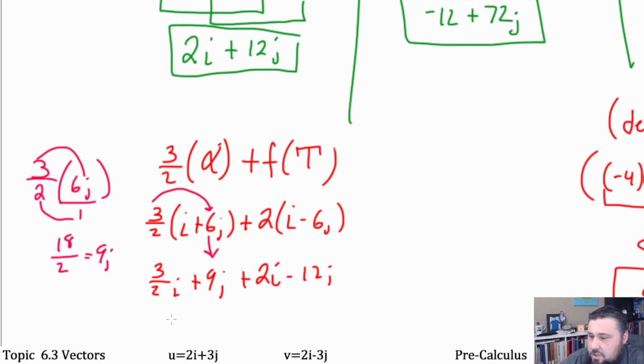3/2 i plus 2i is 3.5i, keeping in mind that this is just 1.5i plus 2i. And then I have 9j minus 12j, so minus 3j.